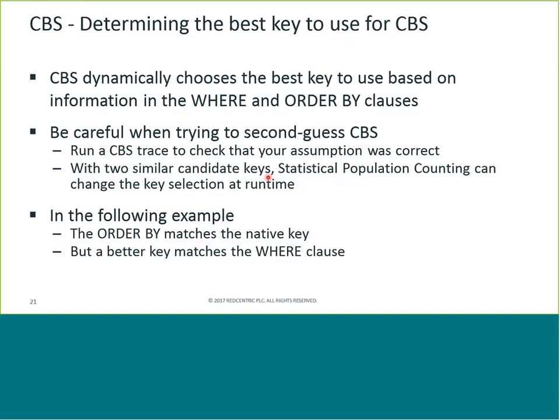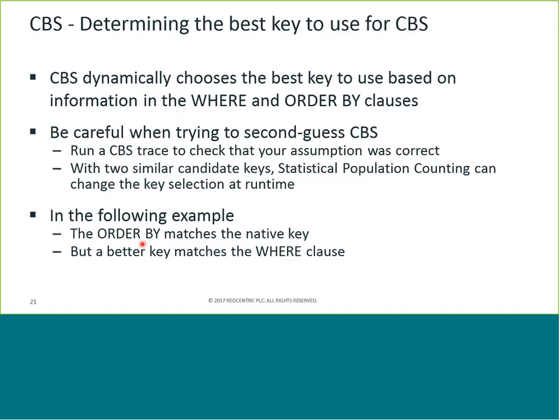If there are two similar candidate keys, then CBS can do the statistical population counting, and it can change that key selection at runtime, even between two different executions of the same program, just with different data values going through. Datacom can suddenly switch to using a different key, and you might get the data in a different order.